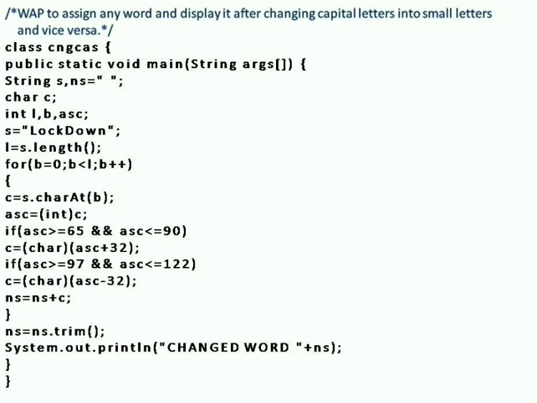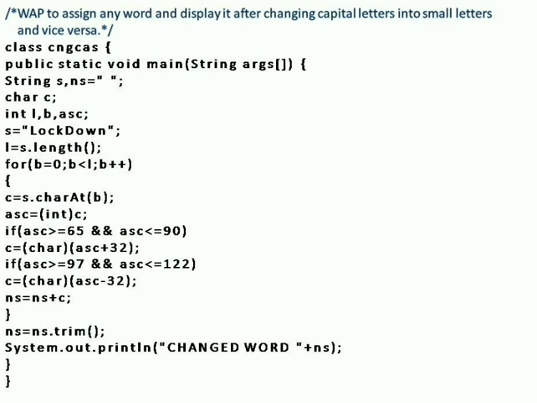After doing that, in the next line, I am concatenating the converted characters into ns. Ns is a variable which will store all the converted characters in it. Ns equal to ns plus c. Once a character is converted into capital or small letter, that is added to ns. After that, we complete the for loop.